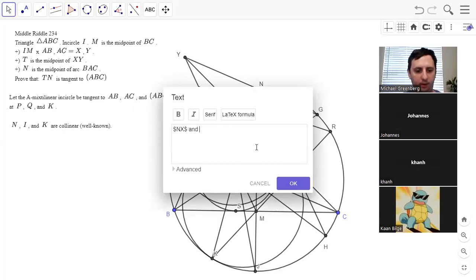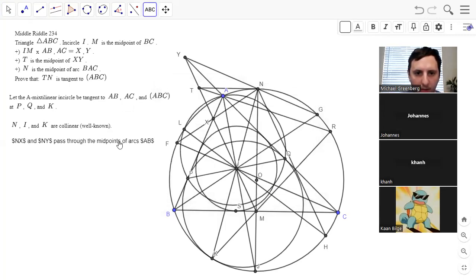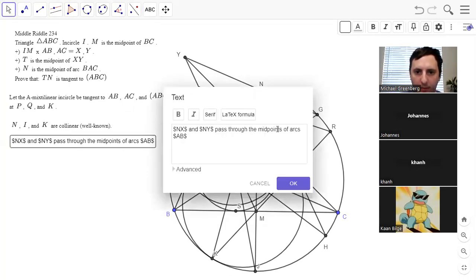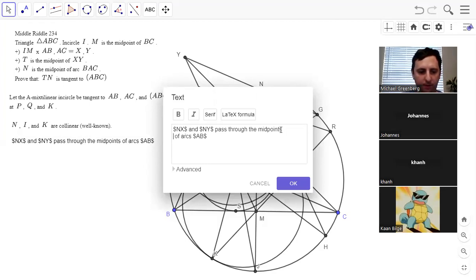NX and NY pass through the midpoints of arcs AB and AC. Let's say the midpoints F and G of arcs AB and AC. So yeah, we can try to prove that.